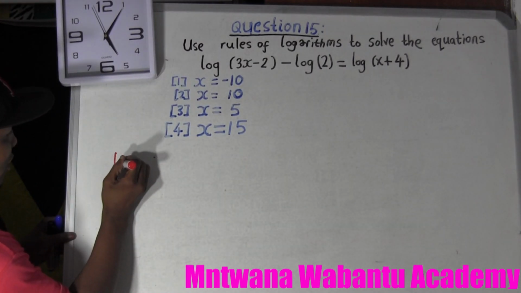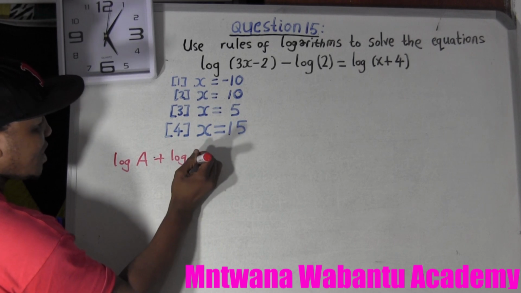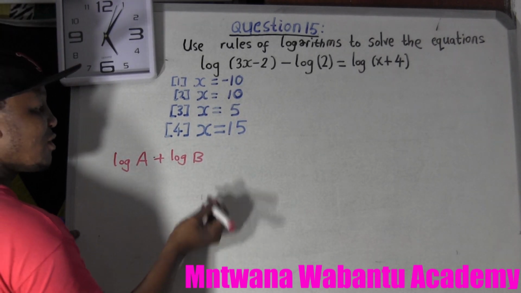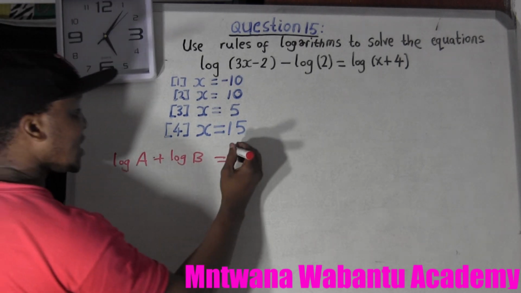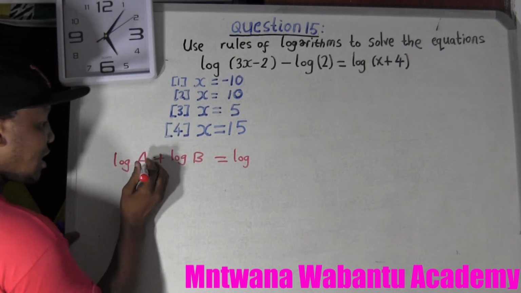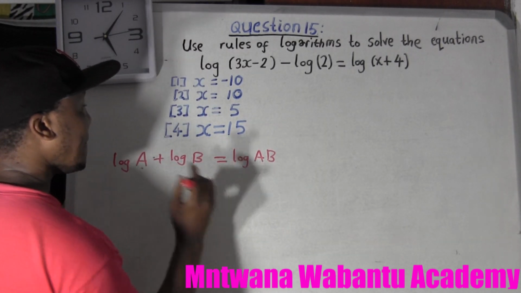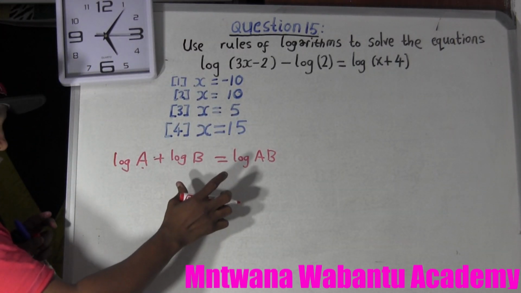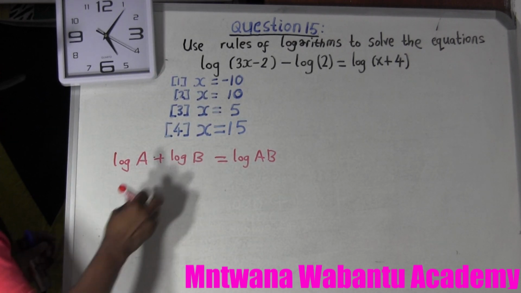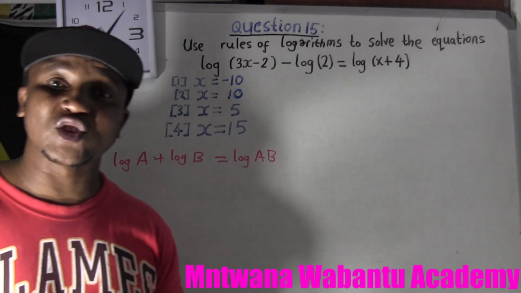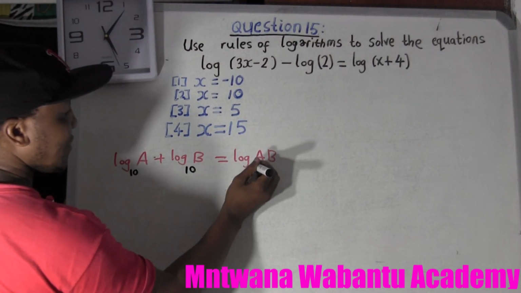If somebody gives log A plus log B, in logarithm, if there's a plus in between, you can put them together. Say log, take this A, and then multiply this B together. But this law is only applicable if they have the same base. For example, like here, you see there's no base. So if there's no base, you assume it is under base 10. So even here it is under base 10.